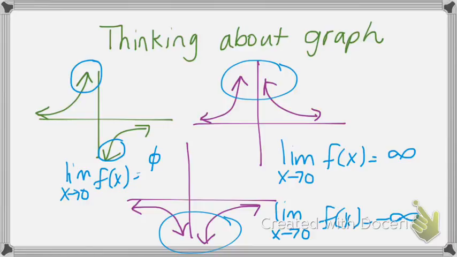Pretty much on thinking about the graph, which is your last resort on these problems, those are the 3 possibilities and those are the 3 answers. It's either undefined, infinity, or negative infinity. And you just have to figure out which one of those graphs it looks like to decide what the answer would be.